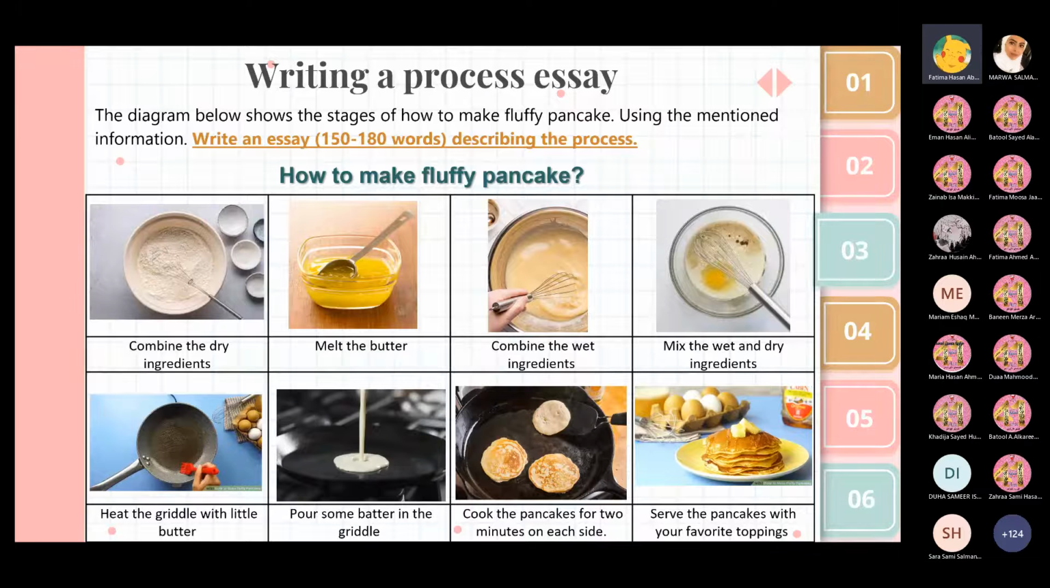The diagram below shows the stages of how to make fluffy pancakes using the mentioned information. Write an essay, 150 words to 180 words, describing the process. What is going to be the title of the writing of the process? Zahra? How to make a fluffy pancake. Yes, good job.